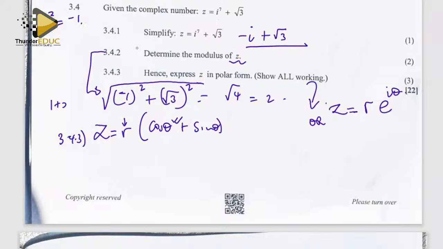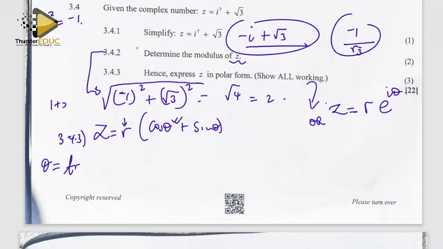We know that our z was given as this, meaning that our opposite is the negative 1, and then our adjacent is the root of 3. Okay, so meaning that our theta is going to be the arctan of negative 1 over root 3. So this gives us negative pi over 6. And then we just need to substitute that.